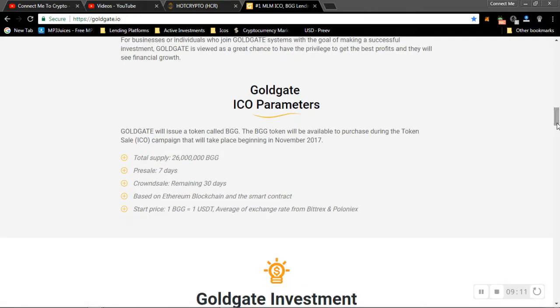So, Goldgate ICO parameters. Goldgate will issue a token called BGG. That's the ticker on CoinMarketCap and the other exchanges, if someone doesn't steal it. The BGG token will be available to purchase during the token sale ICO campaign that will begin in November 2017. The total supply of tokens is 26 million. The pre-sale lasts for 7 days and the crowd sale is for the remaining 30 days. It's based on the Ethereum blockchain and smart contract, and the starting price is $1. The average exchange rate is from Bittrex to Poloniex.